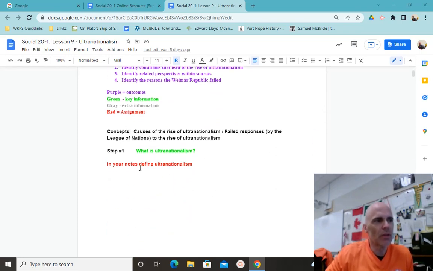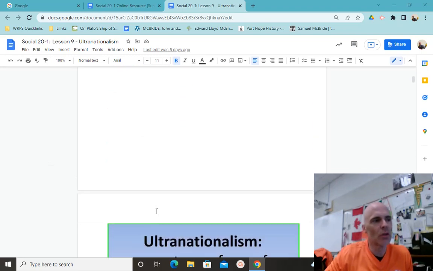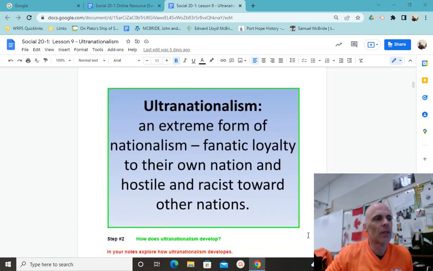First up, we're going to define ultranationalism within your notes. And there's the definition. Ultranationalism, an extreme form of nationalism. It's characterized by fanatic loyalty to one's own nation and hostile and racist attitudes towards other nations.